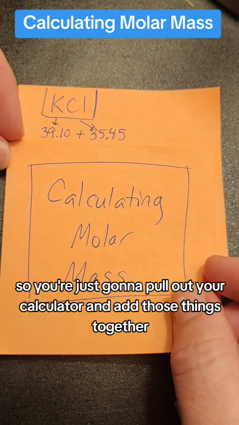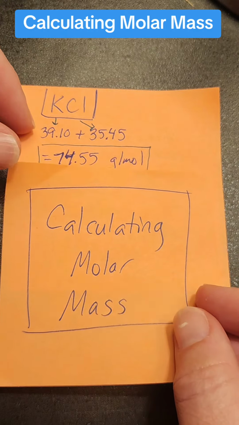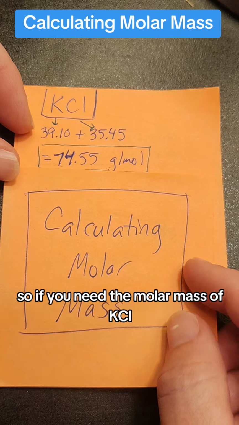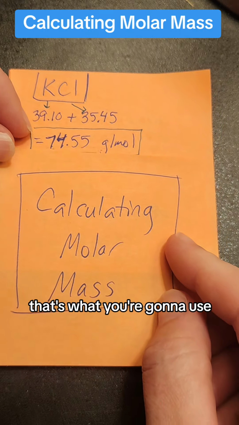You're just going to pull out your calculator and add those together, and you're going to get 74.55. So if you need the molar mass of KCl, that's what you're going to use.